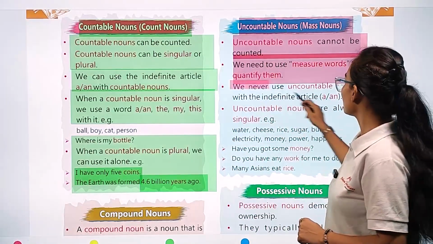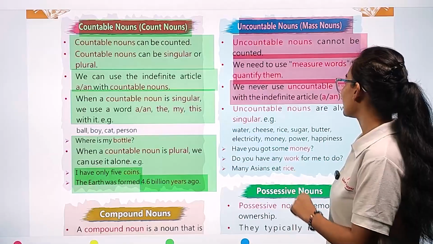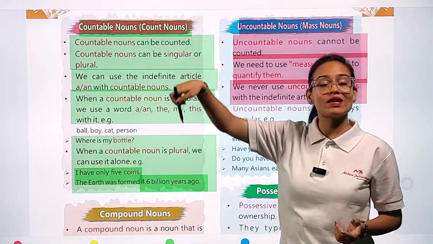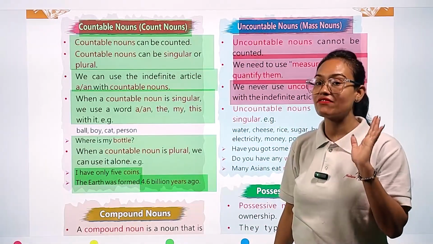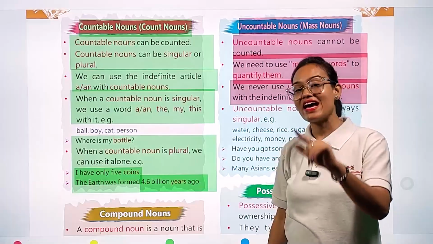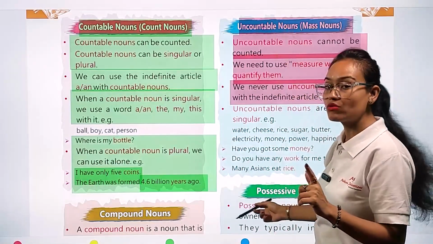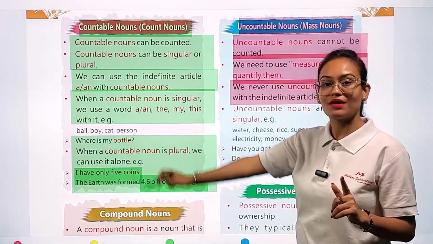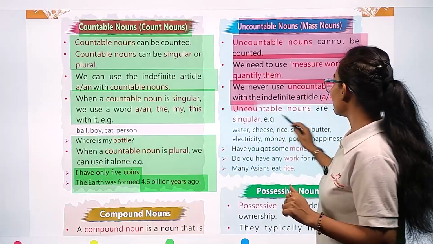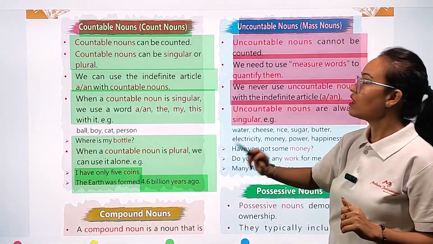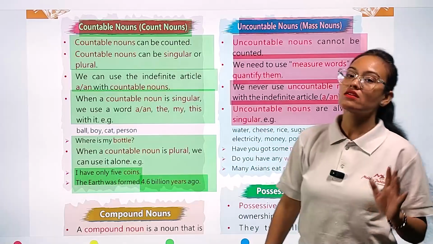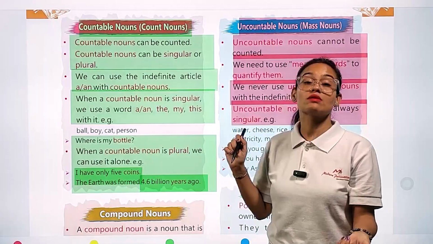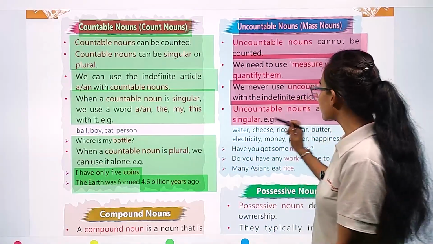We never use uncountable nouns with the indefinite article a or an. In the case of uncountable nouns, my dear student, we are not going to use indefinite articles. Indefinite articles are always used with countable nouns. Sorry, uncountable nouns are always singular. Countable nouns may be singular, may be plural, but uncountable nouns always remain singular.